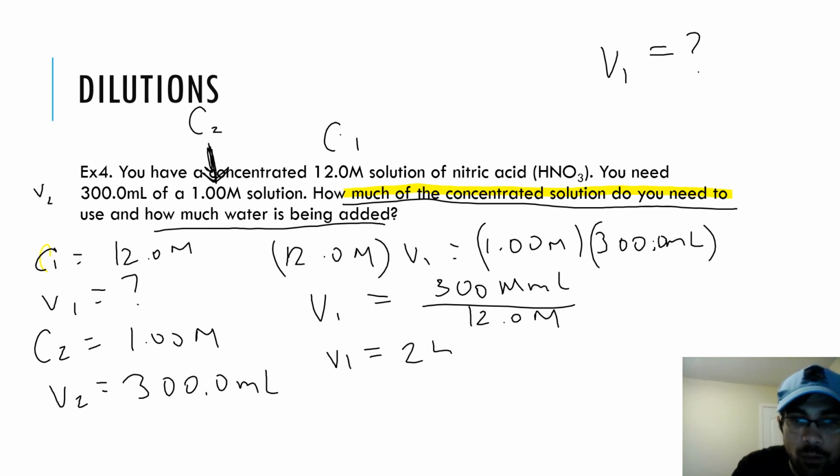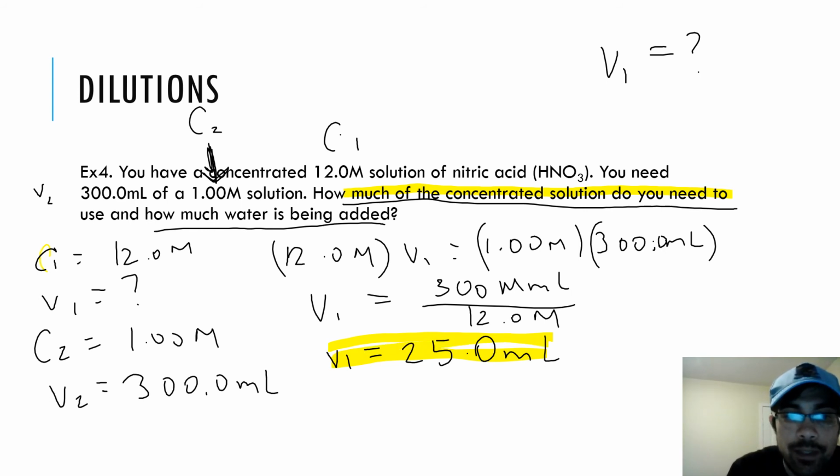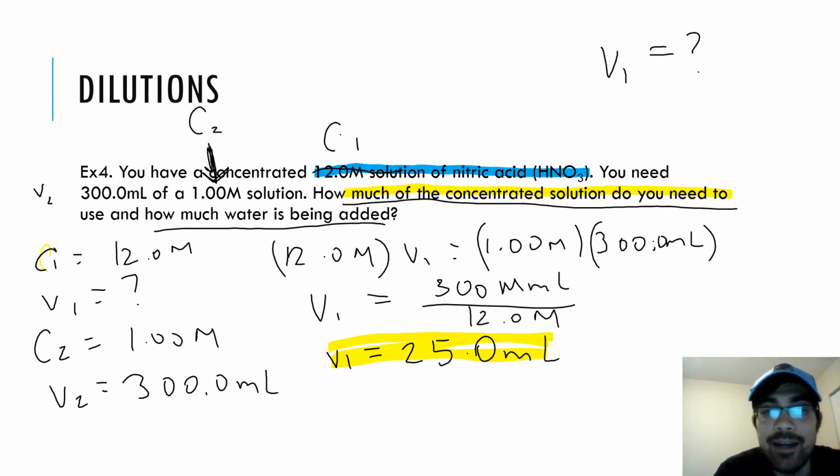So we need 25 milliliters of our stock solution to make 300 milliliters of a 1 molar solution. We're taking 25 milliliters of this, and we're going to add a whole bunch of water into it so that we can make the 300 milliliters of that 1 molar solution.